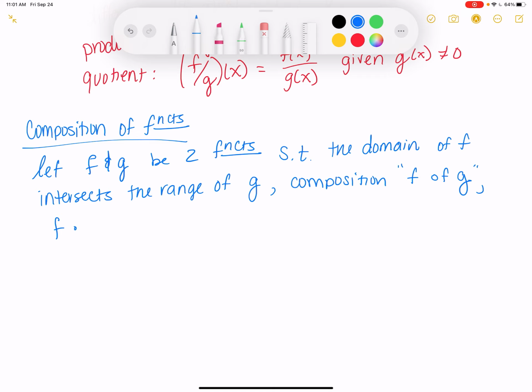f with the little circle, g. It kind of looks like fog. This isn't the multiplication symbol, this is a really small little o. I'm just putting them in quotes so you can see what they look like. Defined by, and this is how they would actually be written on paper, little fog of x is equal to f of g of x. So that means in f of x, anywhere you see an x, you're going to put g of x.